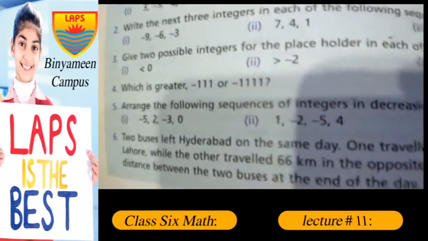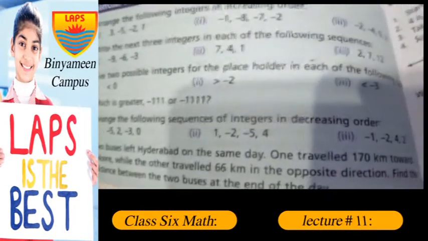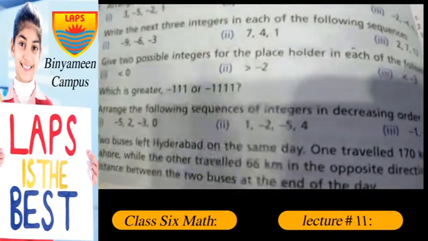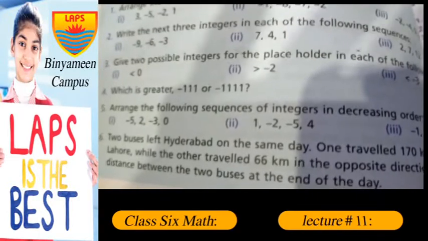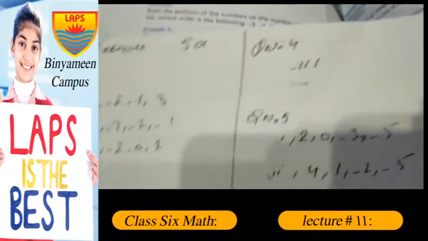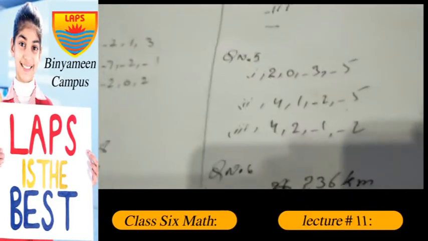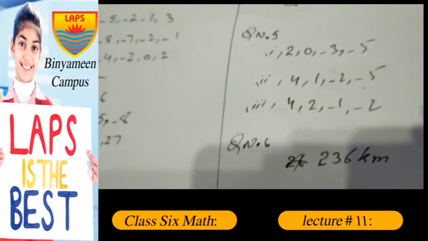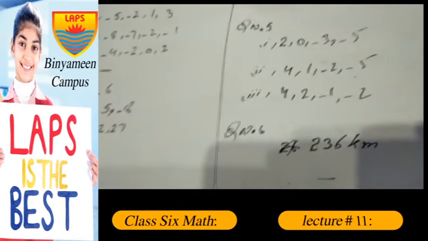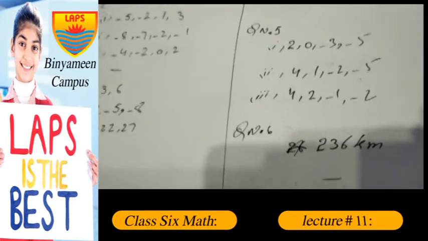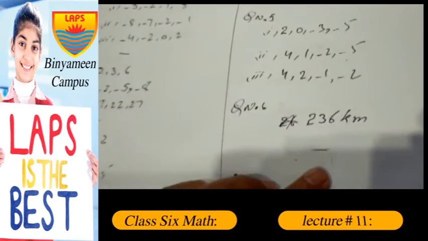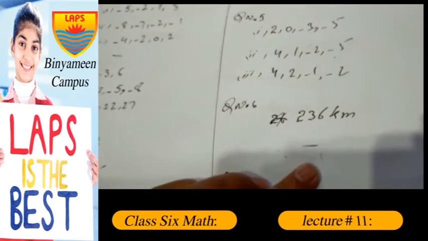Answer of this question. Arrange the following sequence of integers in decreasing order. Decreasing order means first you write the greater value, then you write the smaller. Question number 4 and 5. First you write 2, then 0, then minus 3, then minus 5. Part 2, first you write 4, then 1, then minus 1, then minus 2. Part 3, 4, 2, minus 1, minus 2.